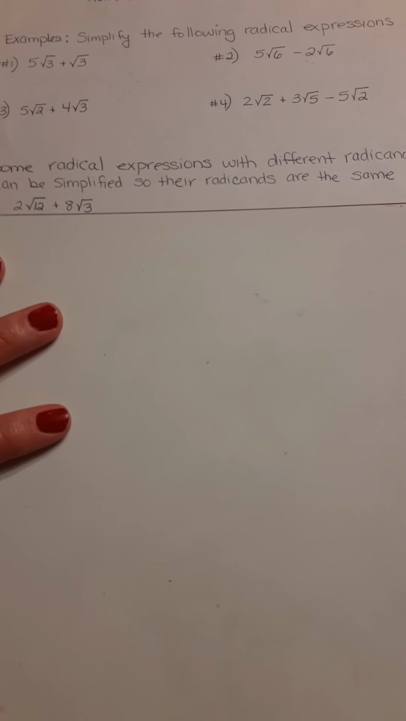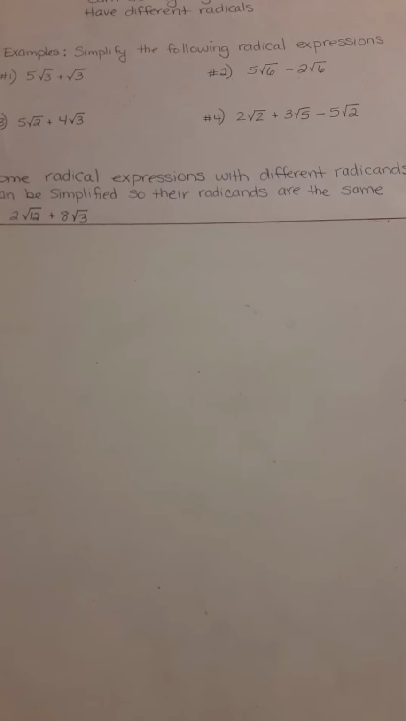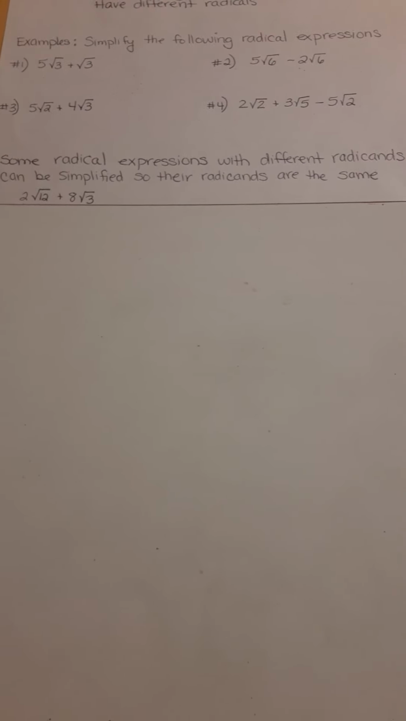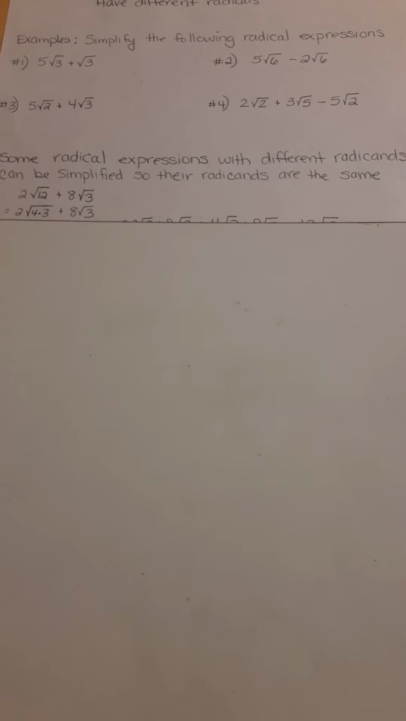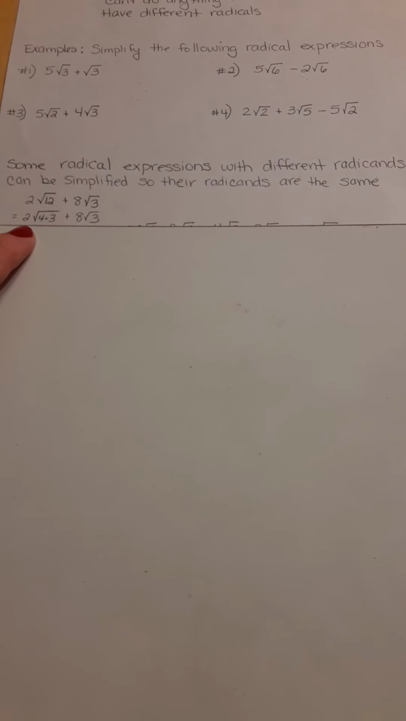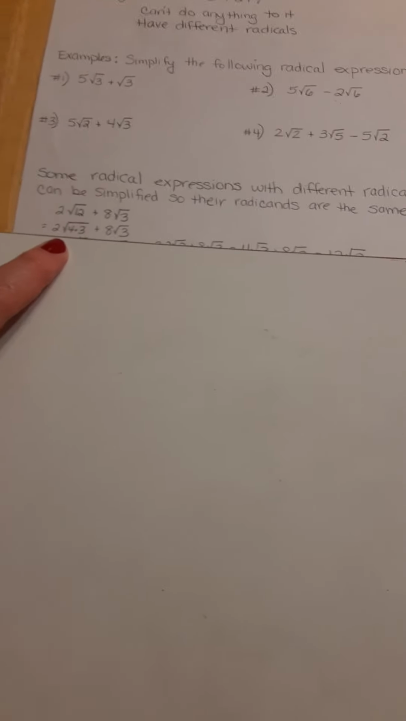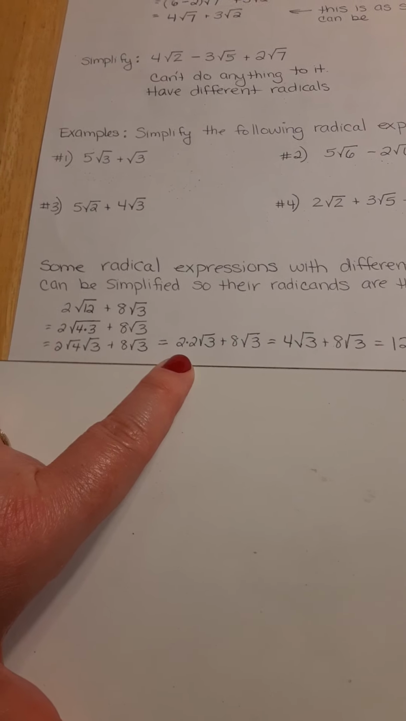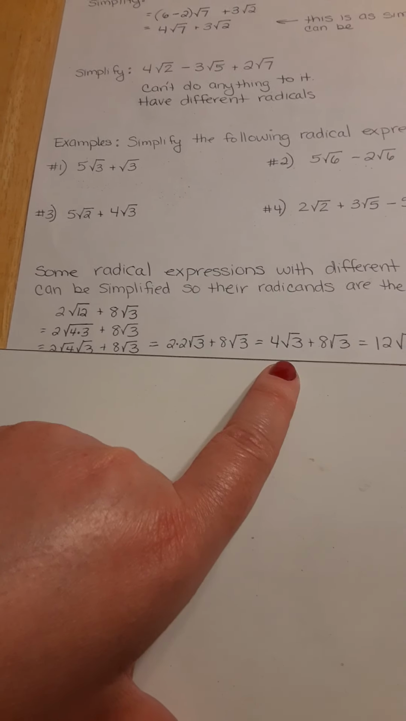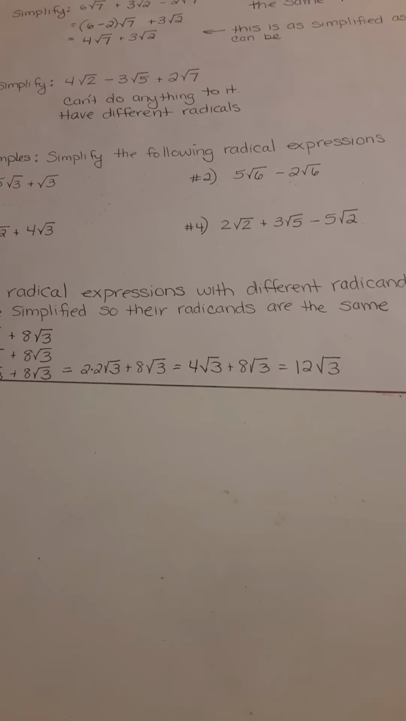Remember how we do this: we find what perfect square goes into it, and we're looking for a factor of 3. I know right off the bat that I can break this apart into the square root of 3 times 4. Rewrite this here. I can take the square root of 4, which ends up being 2, times the square root of 3, which is 4 times the square root of 3.